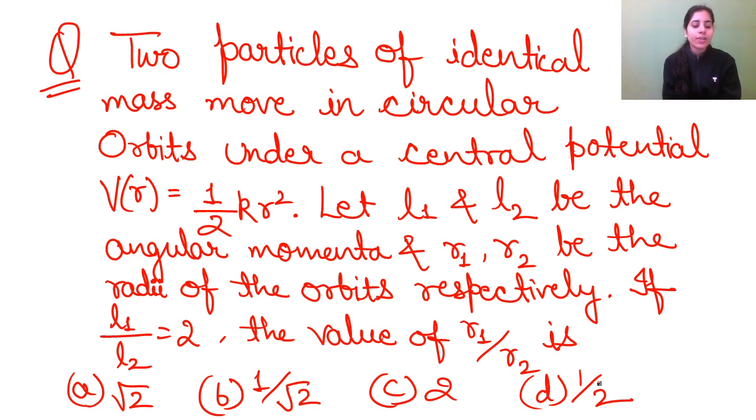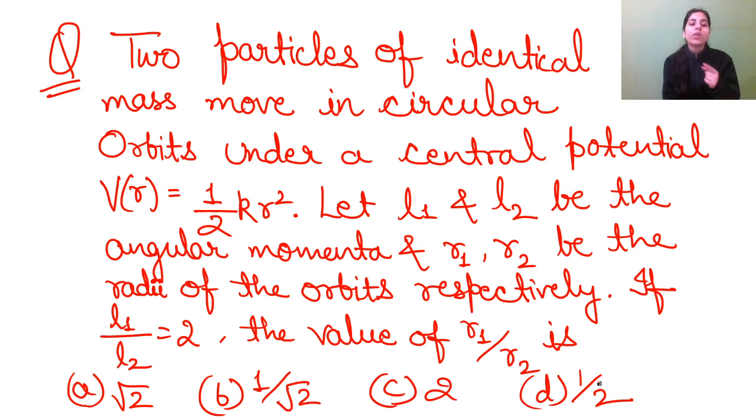Okay, so let's start the discussion now, and if you have any doubt at any point, let me know. Now guys, the question is: two particles of identical mass move in circular orbits under a central potential. From this statement we get the idea that this question is related to central force. Where L1 and L2 are the angular momenta, and R1 and R2 are the radii of the orbits respectively. If L1 upon L2 is equal to 2, the value of R1 upon R2 is what we need to find.